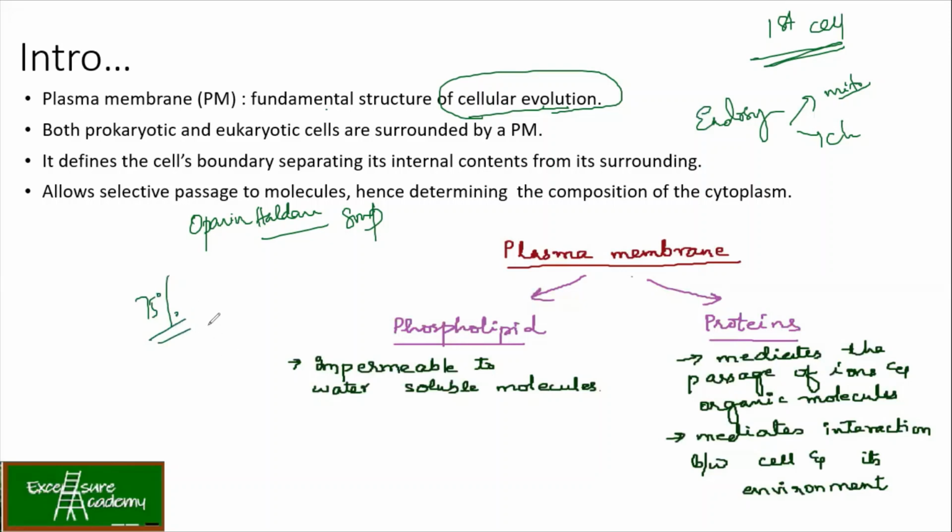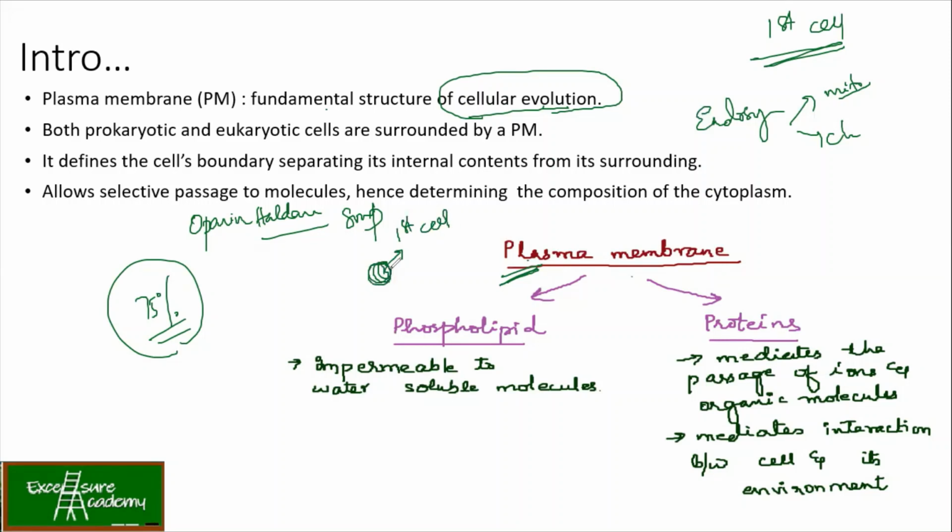Now the first life evolved in the water, we all know. How did it evolve? It is because all these phospholipids start coming together because they are hydrophobic in nature, right? So they try to come together. When they come together, they start getting circularized like this. And this resulted in the formation of your first cell.